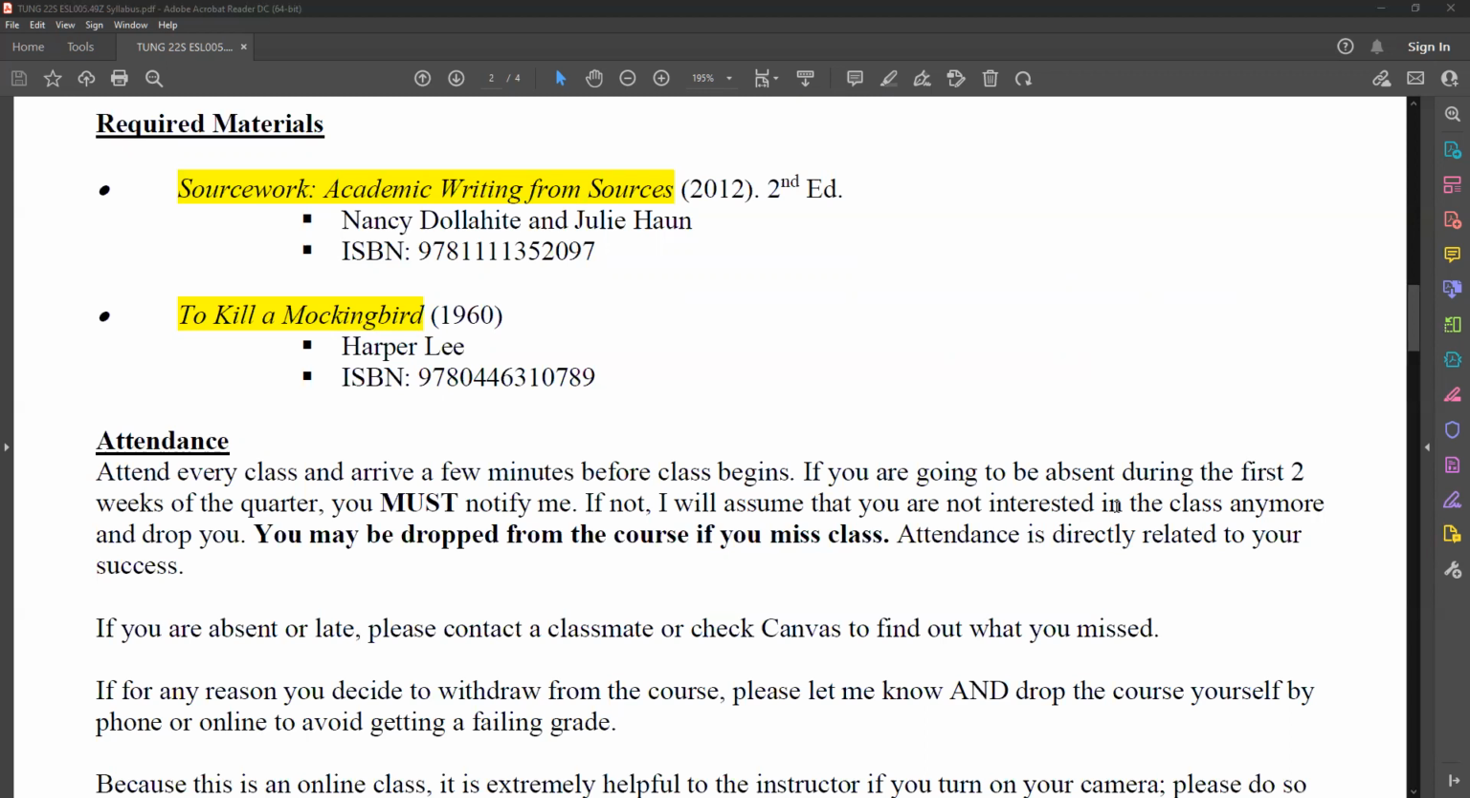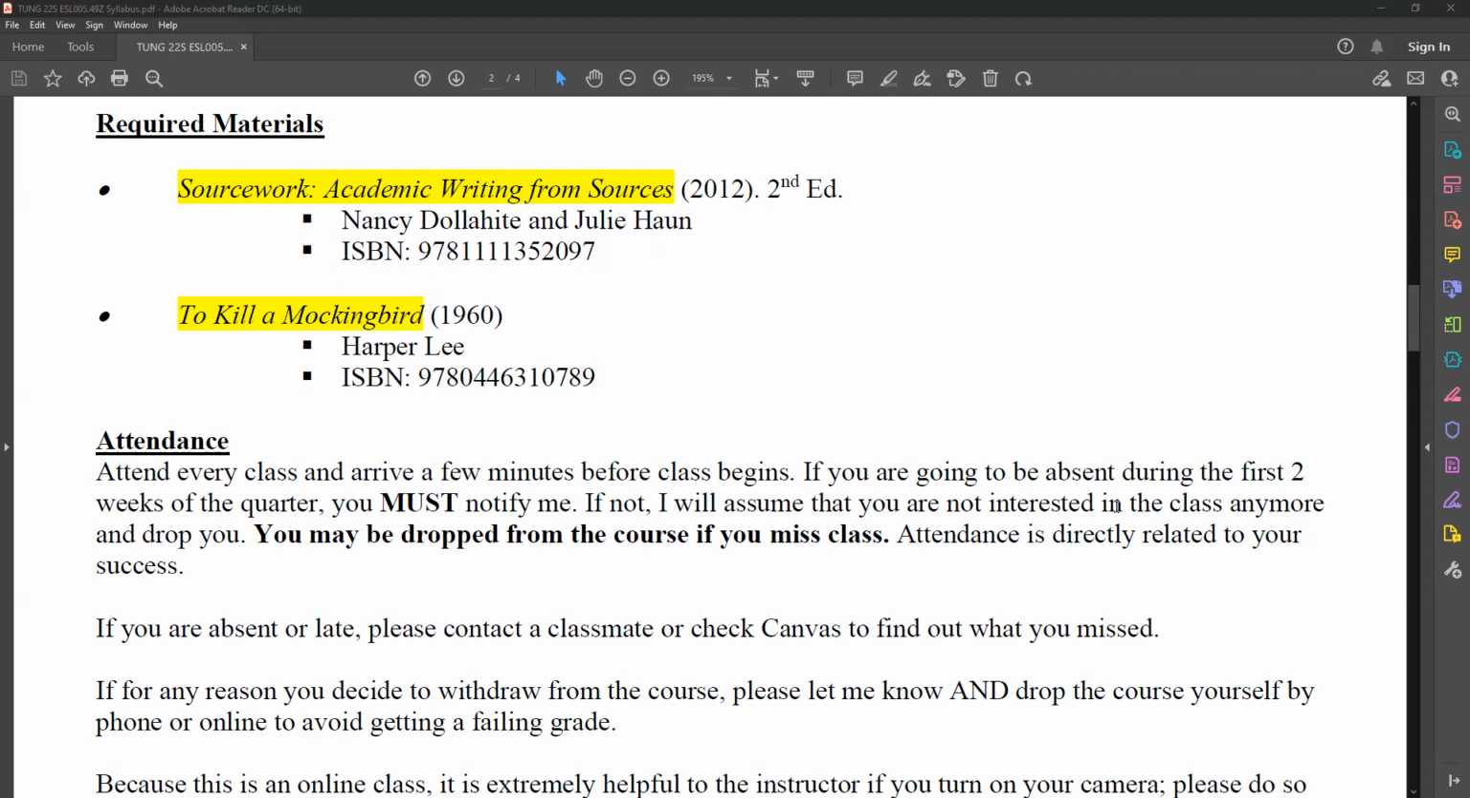So our textbook is called Source Work, Academic Writing from Sources. Here is the ISBN number. If you take that number and find it, it's also in the Enza bookstore. But if you find that ISBN number, that will lead you to the exact correct textbook edition. It needs to be the second edition. It was published in 2012, and those are the author names.